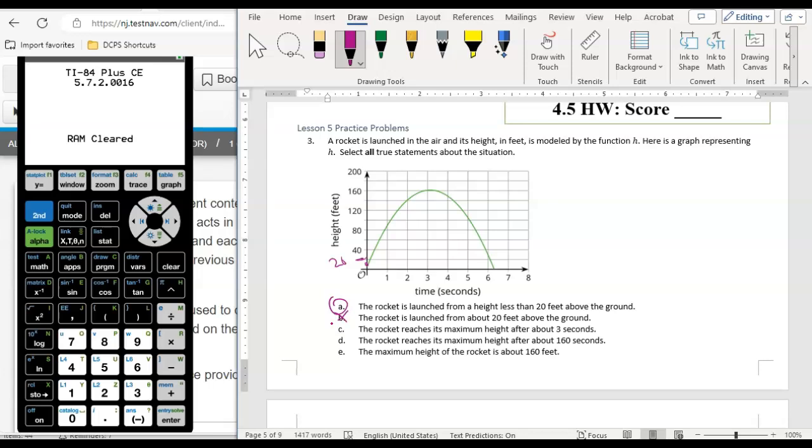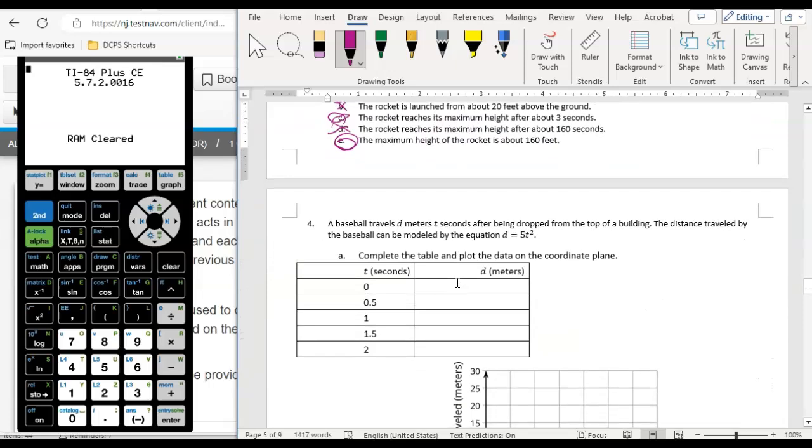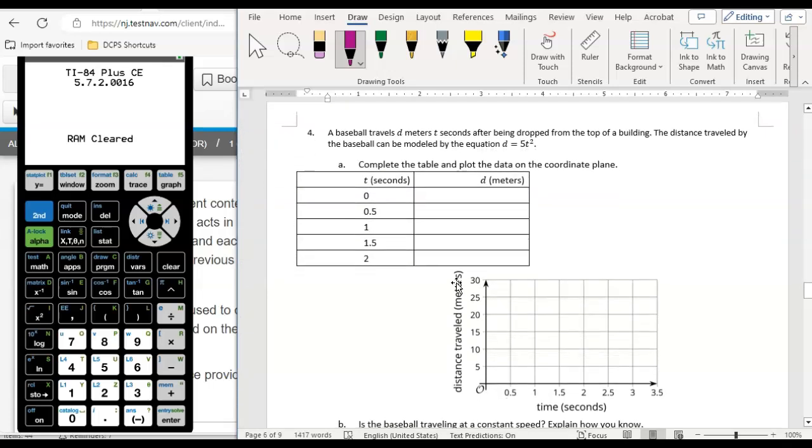The rocket reaches maximum height, which is here, at about 3 seconds. And yeah, that seems a little bit after 3 seconds, maybe. The rocket reaches the maximum height after 160 seconds. So 160 seconds doesn't represent the time. 160 represents the height in feet. That is the maximum height, but it is not the time. And then the maximum height of the rocket is about 160 feet. So yes, that is the maximum height that we see there. So again, that's just reading that graph, which you all already know how to do.